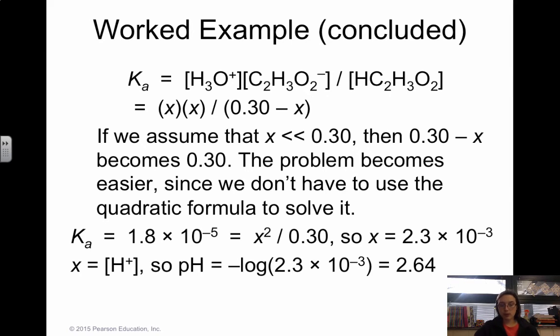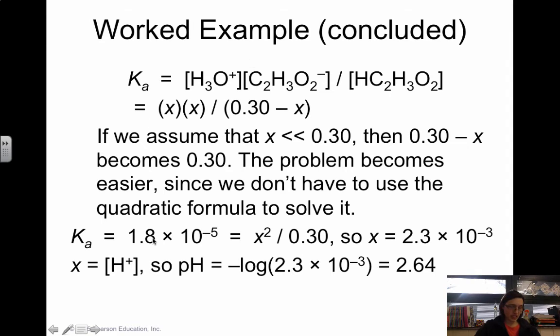So whether it's a book problem or a free response question, put a little asterisk that says assumed x is much less than 0.3. And to make this assumption, Ka needs to be a pretty small value. Notice that Ka is 1.8 times 10 to the negative fifth. That means that you have 4 zeros in front of this. So that's a pretty small number. So we can make this assumption and feel pretty good about it.